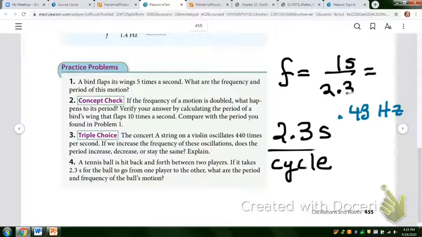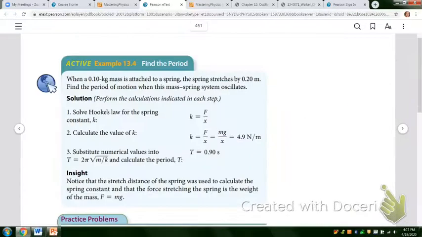0.43 hertz would be your frequency. All right, so this is on page 461 in your textbook.